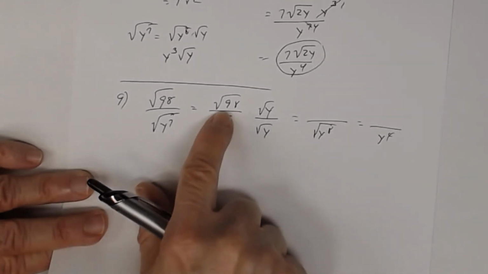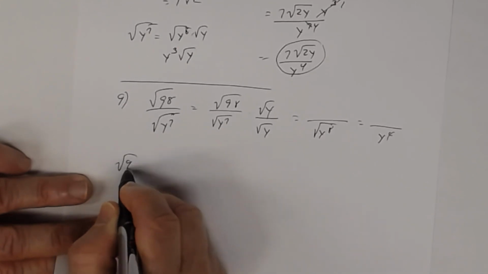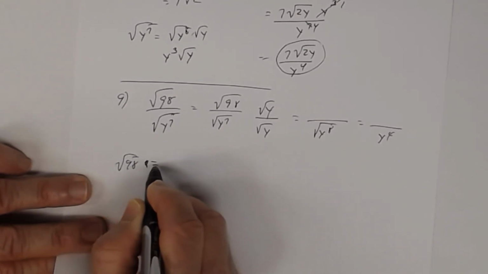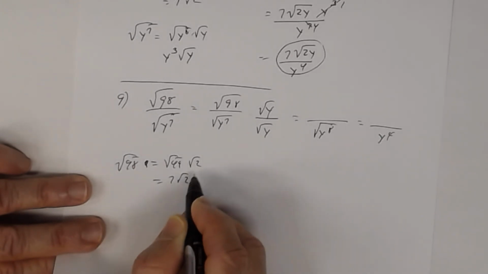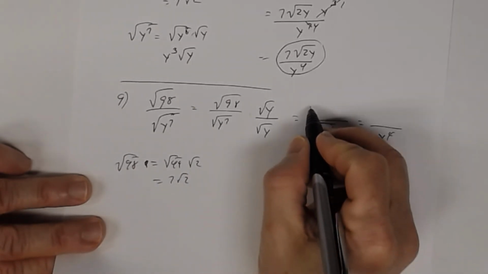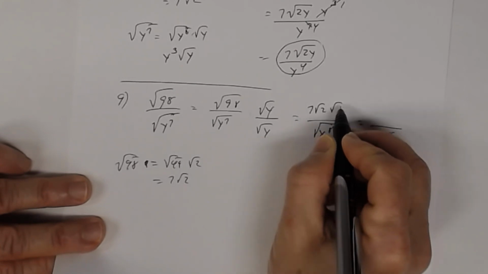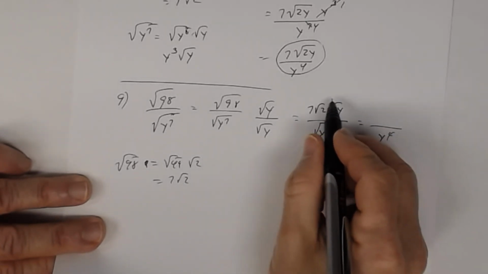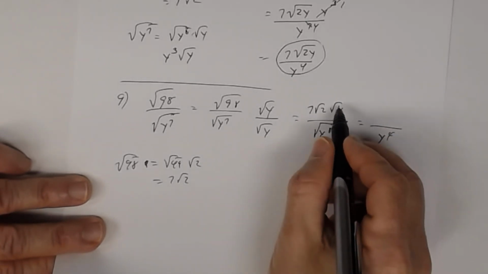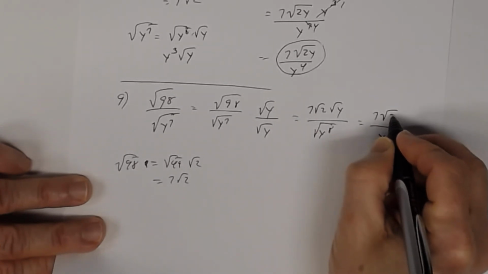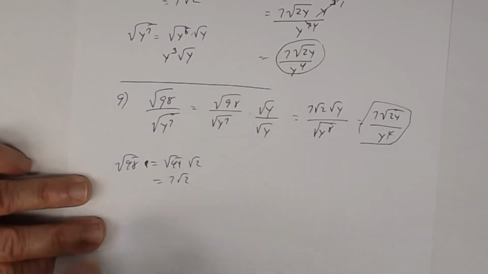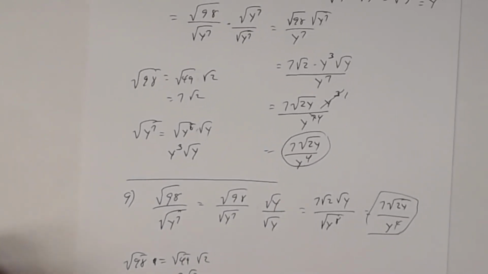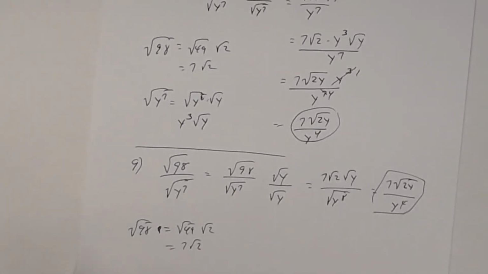So now remember the square root of 98? Square root of 98, remember, is the square root of 49 times the square root of 2. So that's 7 square root of 2. So that's going to go here. So I get 7 square root of 2 times the square root of y, right? But don't leave it like this because you know you can write this as one square root. So you get 7 square root of 2y divided by y to the 4th. And the same thing we got here. Different approaches you can take.